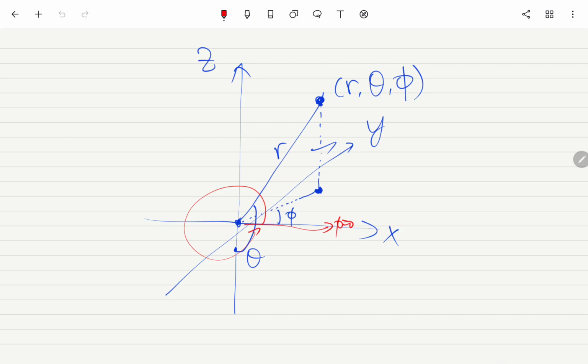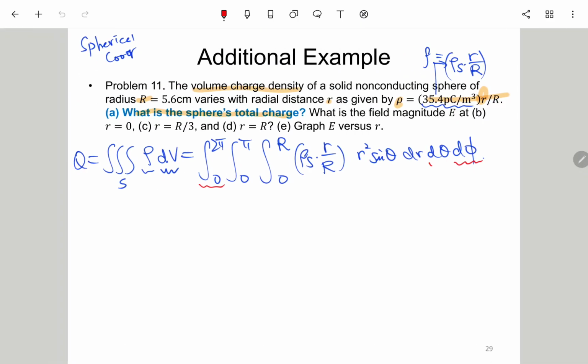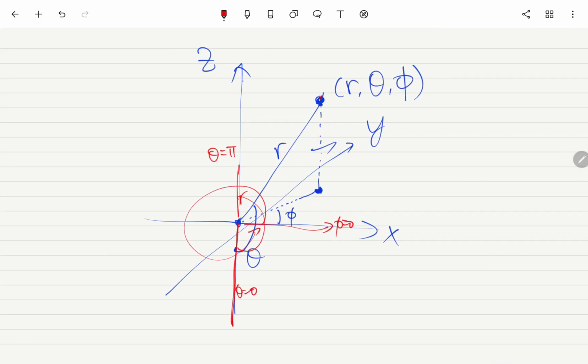But the theta can be at most from here, theta equals 0, to here, theta equals 180 degrees or pi. So going from here to there, you can see d theta will be from 0 to pi. And then dr is nothing special.